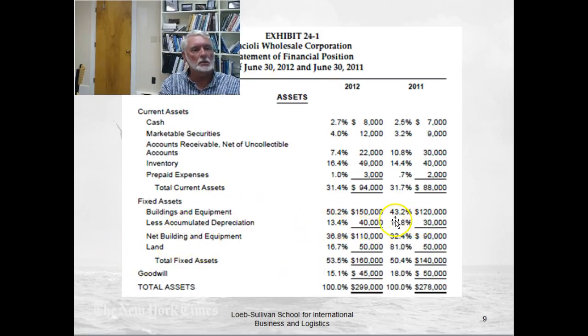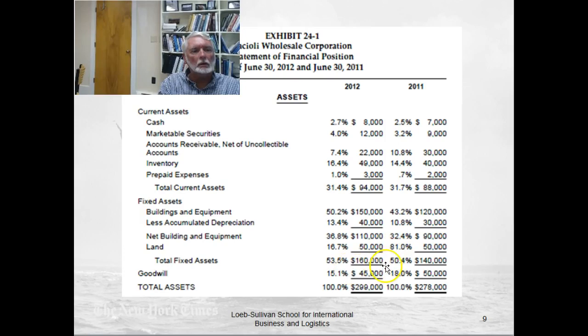Fixed assets. We've clearly added a lot of fixed assets. So fixed assets are now 50% of our total. And because of that, we have more depreciation as well. So net, we're up 4% in fixed assets. Land, that's a mistake. It's not 81%.